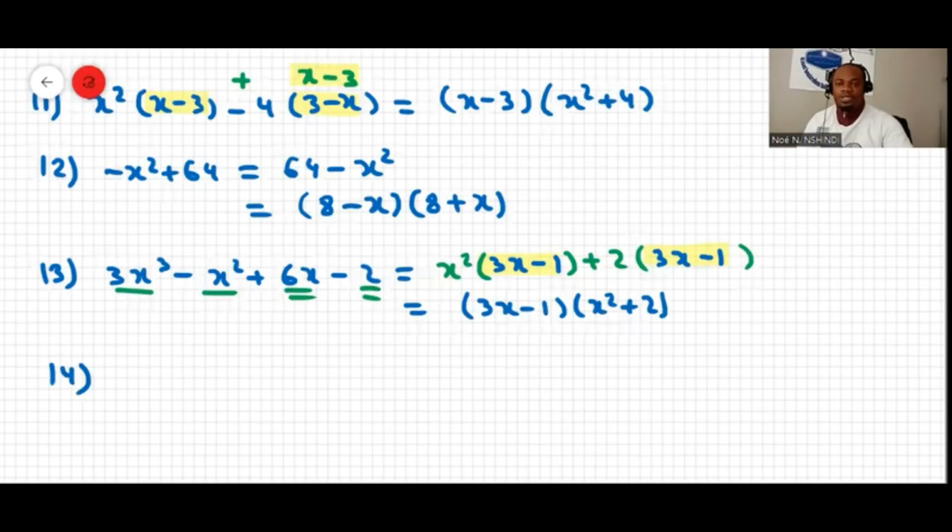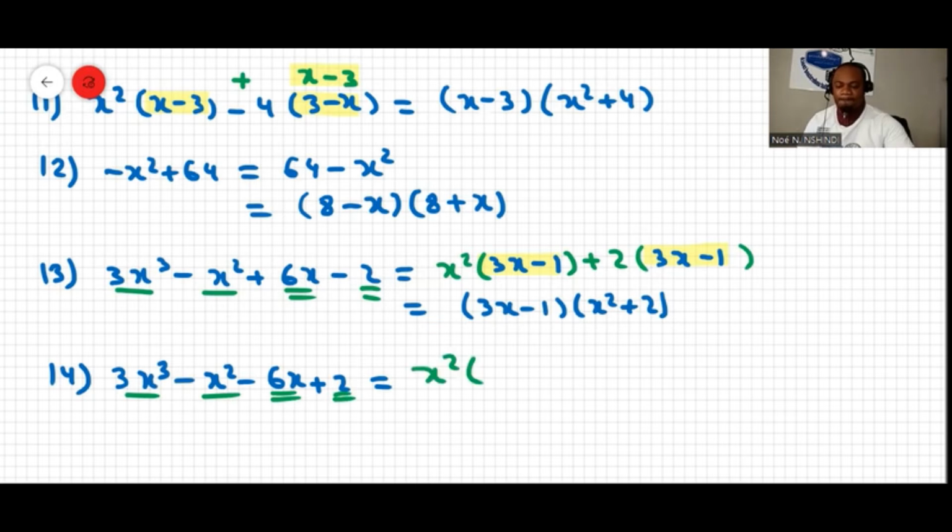Question 14 will be 3x cubed minus x squared minus 6x plus 2. Okay, we can do the same thing here. I can take x squared. These are the first and the last two. I can take x squared for common factor, and then there I'll take -2 for common factor.